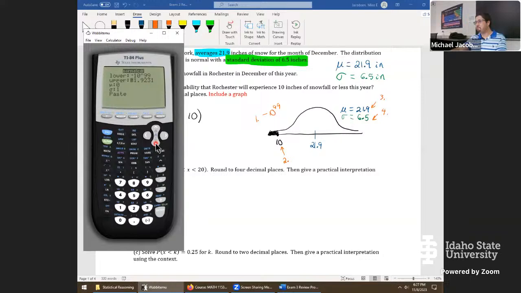So negative 10 to the power 99, it's already set. Positive 10 goes in here. Then 21.9 and a 6.5. So in this calculator, I'm going to get a probability of 0.0336 upon rounding to 4 decimal places.